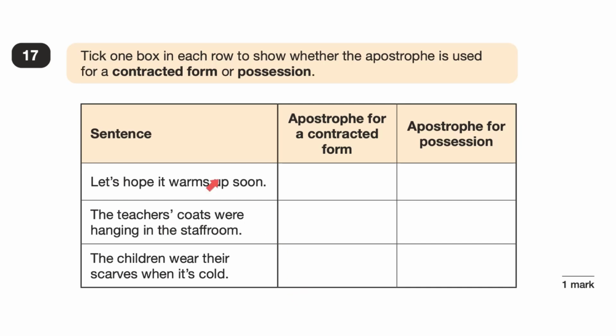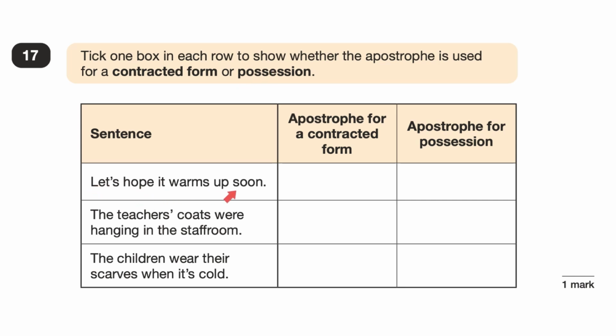Now, this question type is, again, a little bit earlier. And again, it's testing both parts of the knowledge of the apostrophe. So it's got examples here where we have apostrophes, and it wants to know what the apostrophe is being used for. Is it just shortening a word, or is it showing possession? And again, that should be pretty straightforward. Tick one box in each row to show whether the apostrophe is used for contracted form or possession, okay?